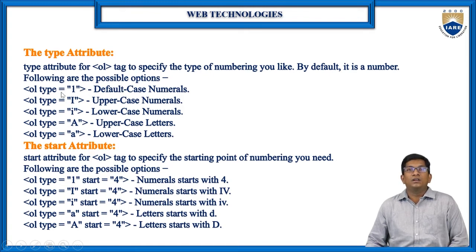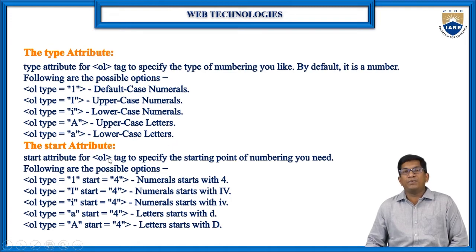Otherwise you can use type is equal to 1. That means you have to give it in between double quotes. See here, OL is the ordered list element. In that, the attribute is type, then the assignment operator. After that you have to give the value, and the value you have to give in between double quotes, then the right angle bracket. OL type is equal to capital I, uppercase numerals. OL type is equal to small i, lowercase numerals. OL type is equal to capital A, uppercase letters. OL type is equal to small a, lowercase letters.